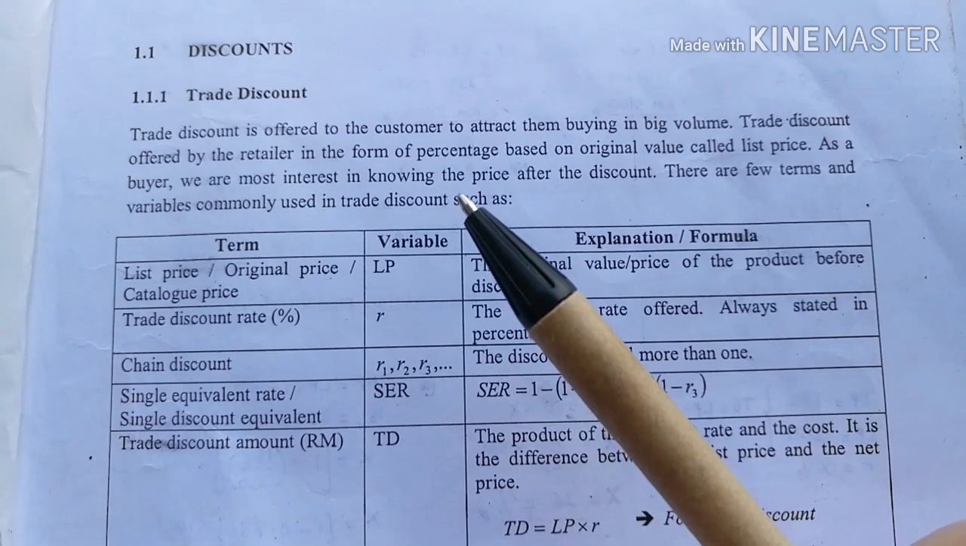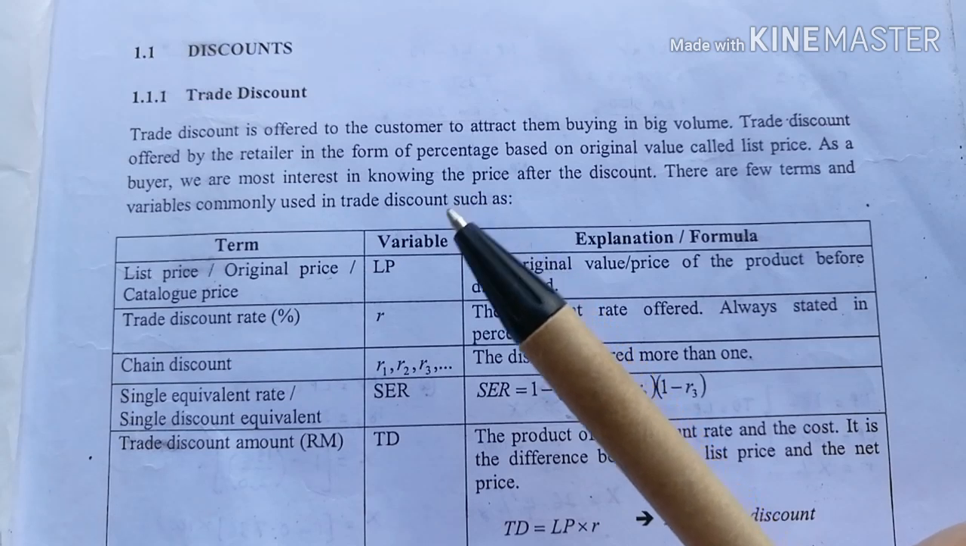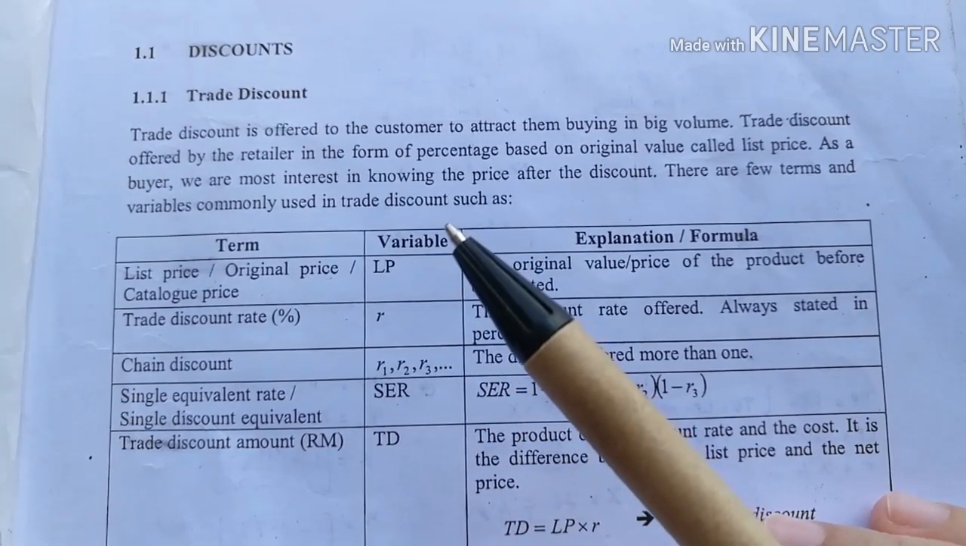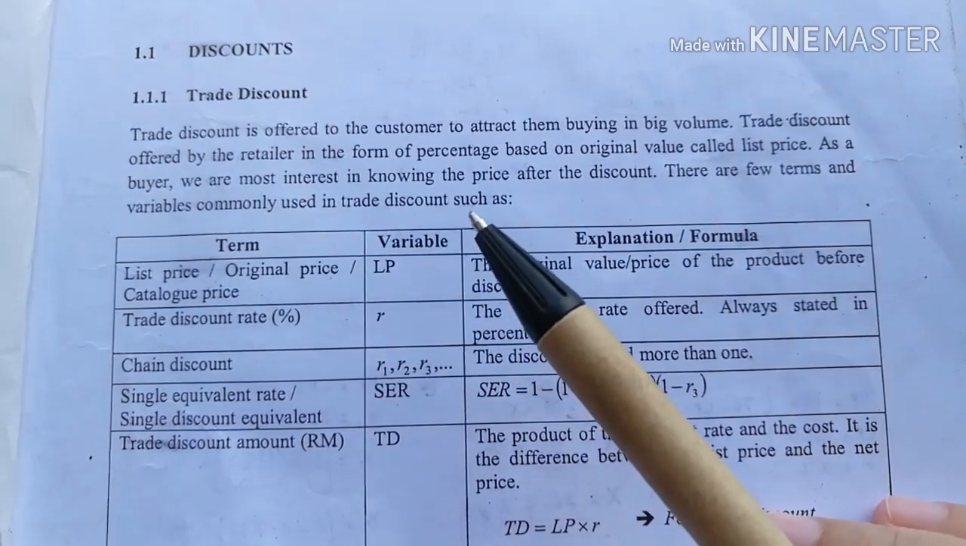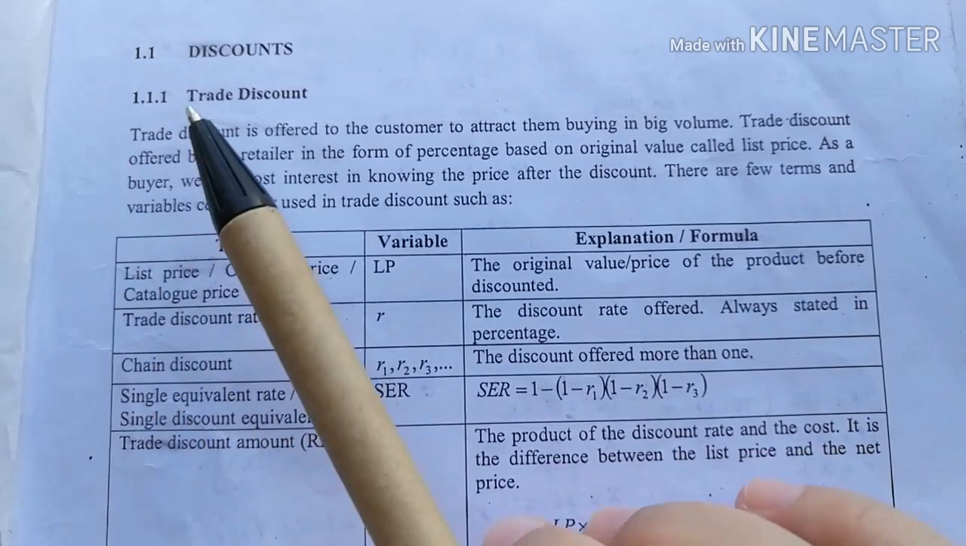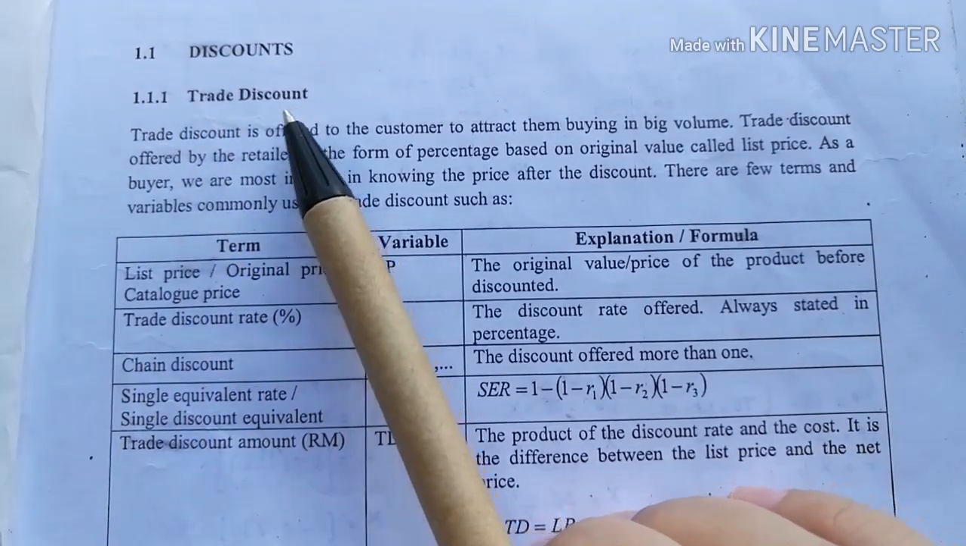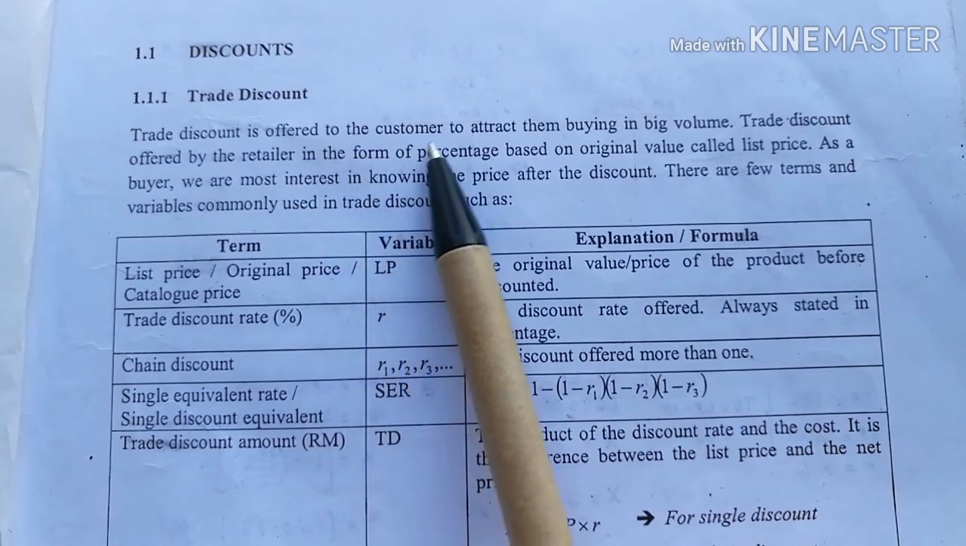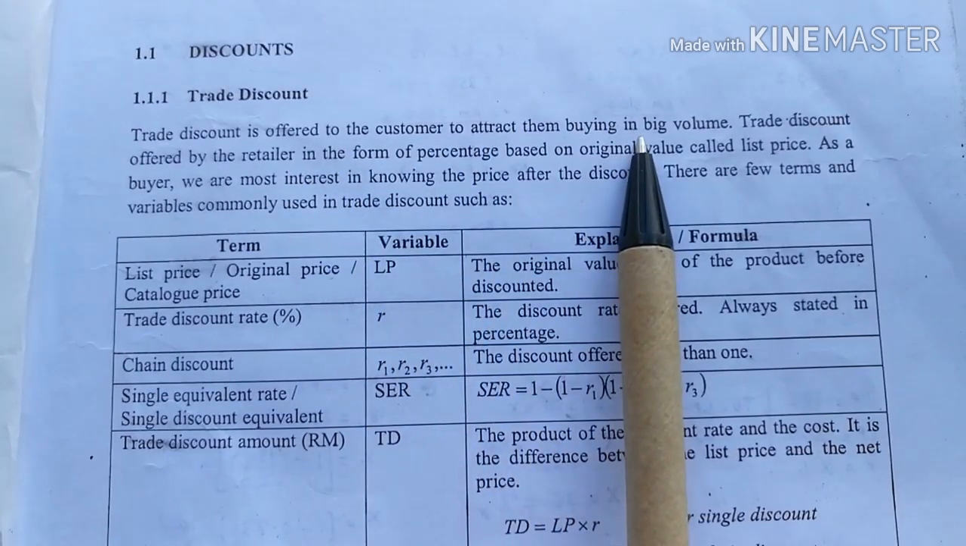Maybe one of the reasons is to attract the customer to buy in a large volume, or sometimes the seller offers discounts to their customer to clear the stock. So that is the reason why we have year-end sale, to clear the old stock. Right, now for the first part, which is the trade discount. So trade discount, basically it is offered to the customer to attract them to buy in big volume.